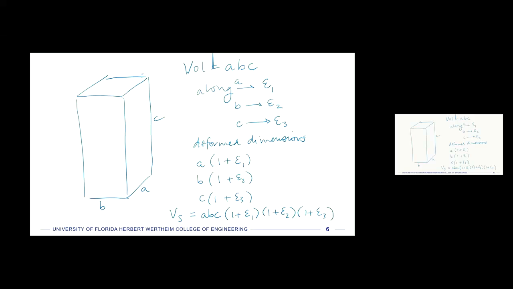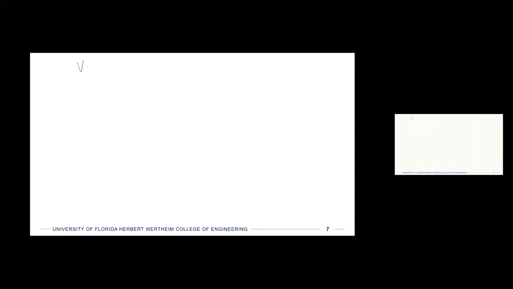So we can say our sheared volume, our strained volume, is our initial volume times the product of 1 plus those strains. I ran out of space here, so I'll write that on the next slide. So the strained volume is the initial volume times the product of 1 plus those strains.